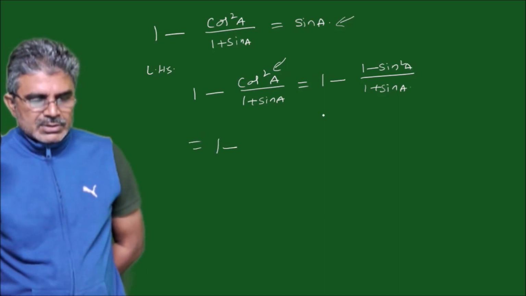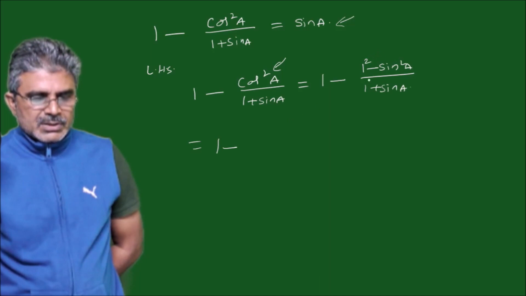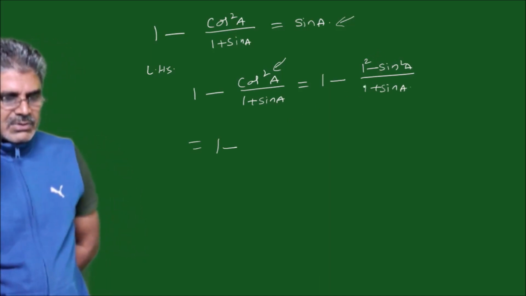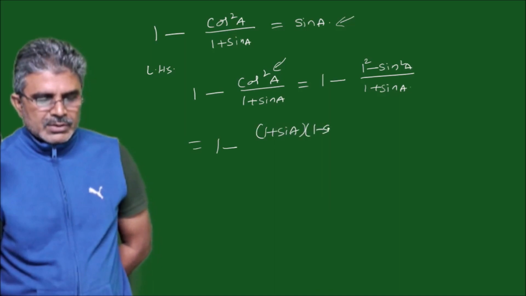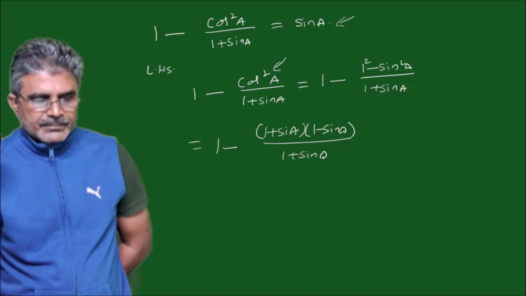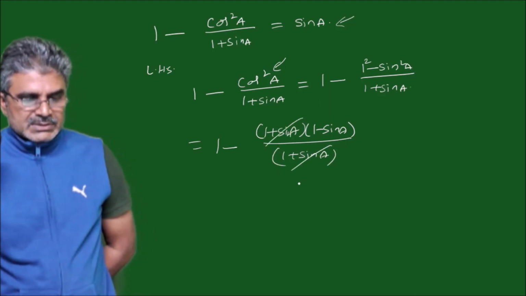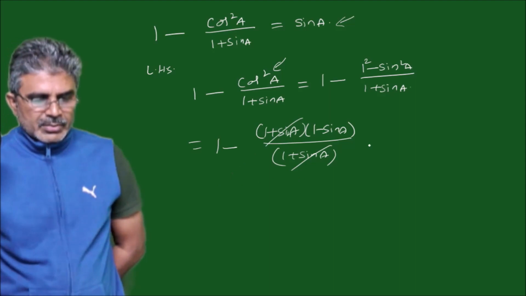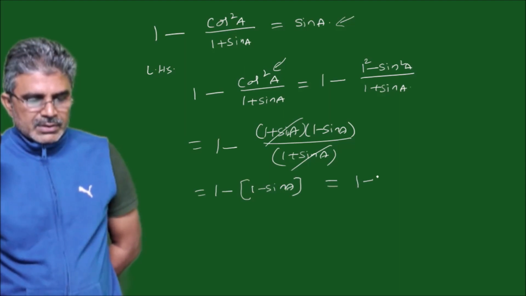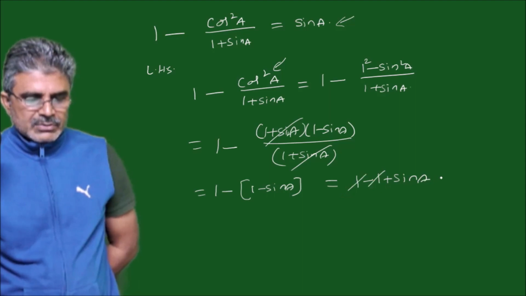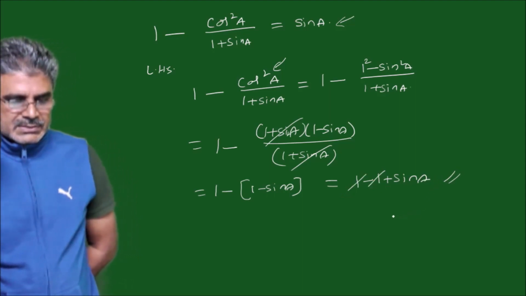So using algebraic expansion, 1 can be written as 1 square. So 1 square minus sin square A can be written as (1 plus sin A) into (1 minus sin A) whole by (1 plus sin A). So 1 plus sin A gets cancelled in the numerator and denominator. So we have 1 minus sin A. By taking out the bracket, we have 1 minus 1 plus sin A. So minus 1 plus 1 gets cancelled. You will have sin A, which is the RHS.